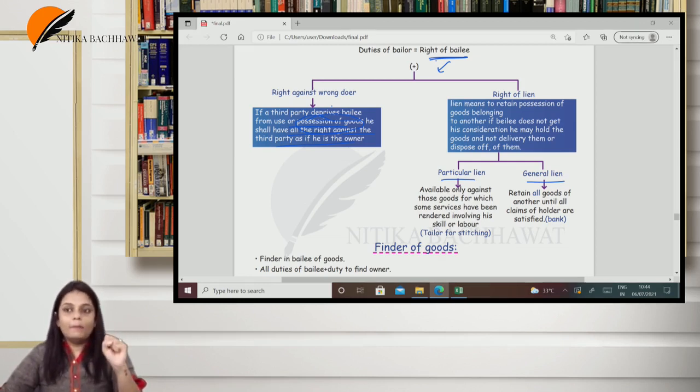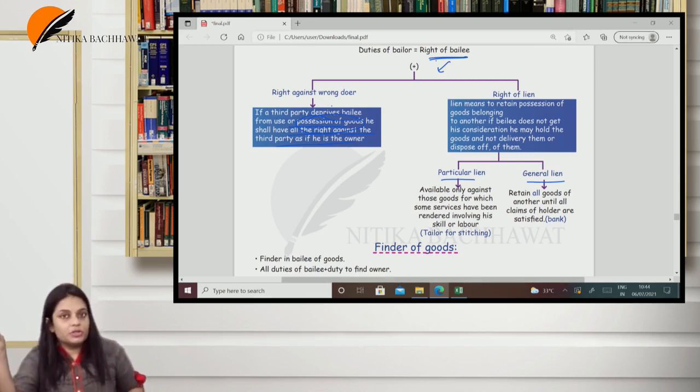Let us say I have given a tailor 3 shirts to stitch, and now I go to take the delivery of the shirts and I only pay for 2 shirts. Can I claim all the 3 shirts? No. I repeat again, I have given 3 shirts to the tailor to stitch.